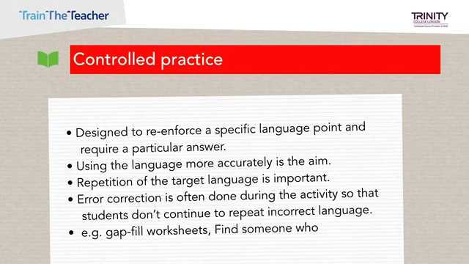Repetition of the target language is important, so the more you can vary up interaction patterns, and a conveyor belt works really well for this, the better, which gives the students a chance to repeat the language but with many different partners. Error correction is often done during the activity so that students don't continue to repeat incorrect language. Some typical controlled practice activities might be gap fill worksheets, although try to involve some kind of interaction with this so that students are not just writing, or a find someone who task.